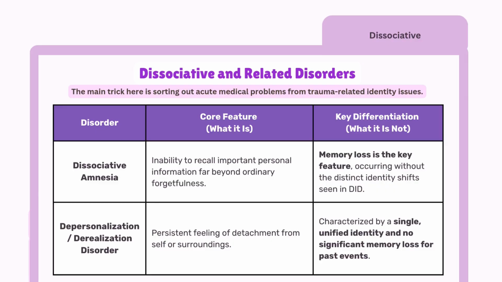So this disorder is all about the subjective feeling of detachment. The person knows they are the same person, and that their memory is fine. There is no significant memory loss or identity switching. They are simply observing themselves or their environment as unreal or foreign, almost like watching a movie of their own life. It's a distortion of perception rather than a split in identity or a loss of memory for past events.